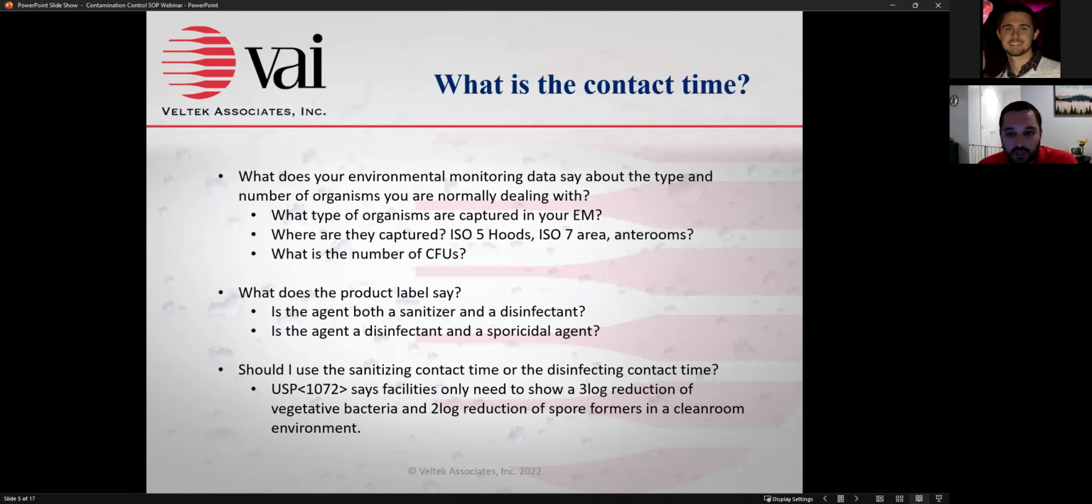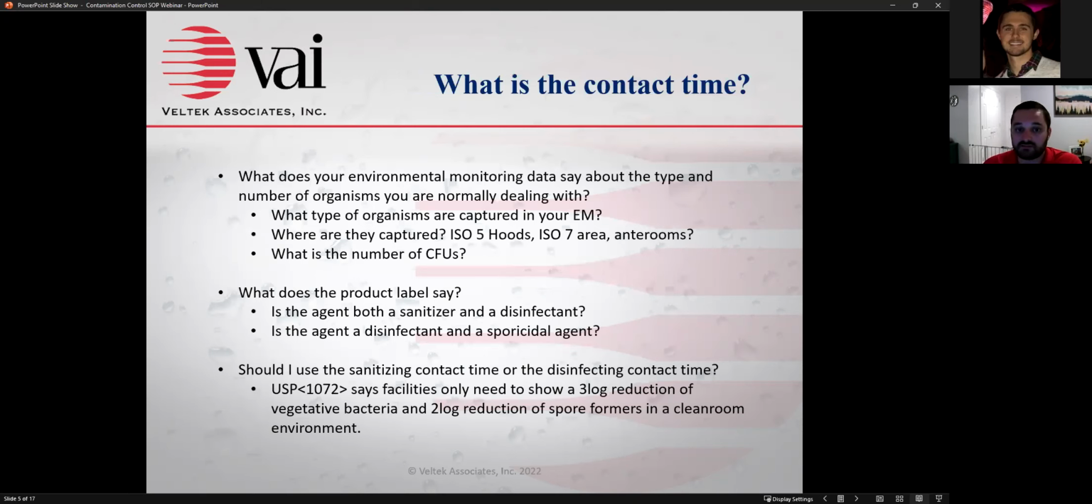So going through and knowing those different definitions and what those requirements are by EPA to get those label claims, what's the contact time? That's a question that, as a manufacturer, and I'm sure as distributors out there with Brooks, they get asked all the time. What's the contact time for this agent? Well, there's the sanitizing contact time and there's the disinfecting contact time, but there are some things to look at when you're writing your SOP and determining this.